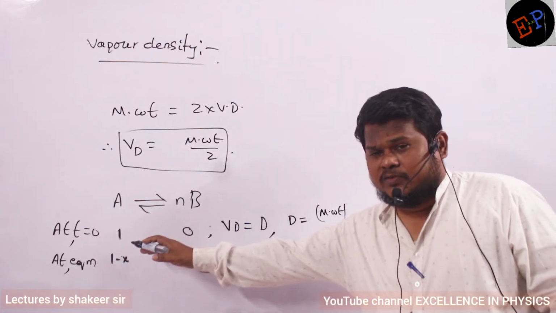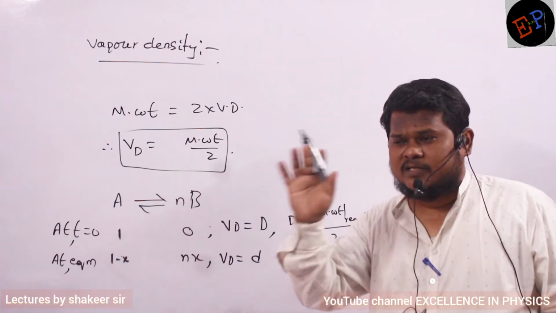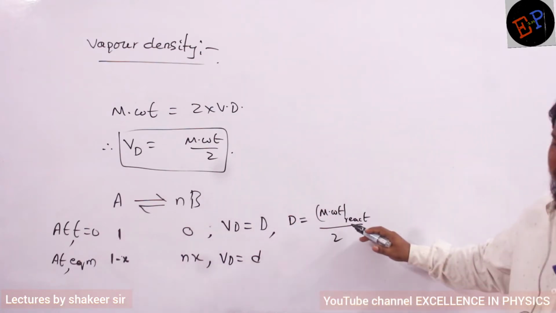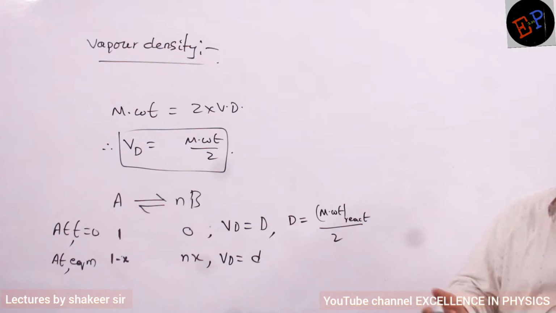At T equal to 0, only reactants will be present. The reaction has still not started. So I have to take the molecular weight of reactants only, divided by 2.